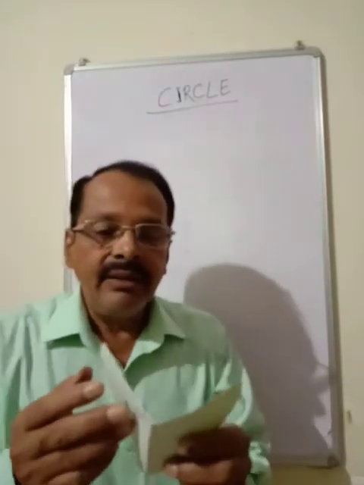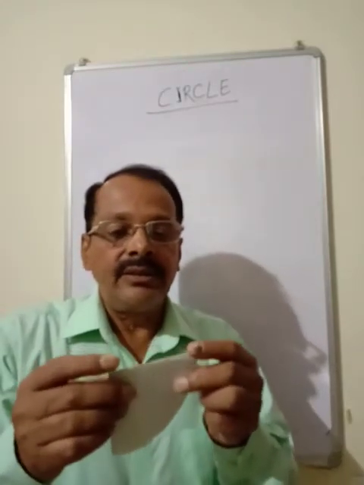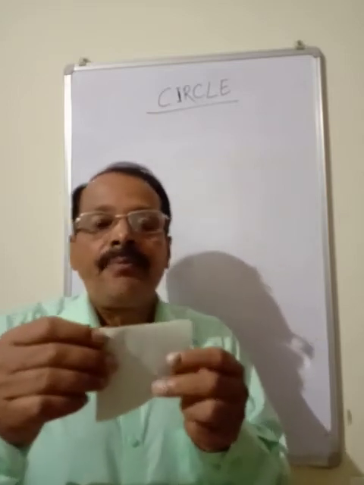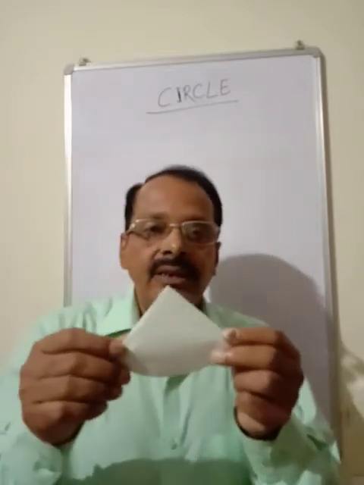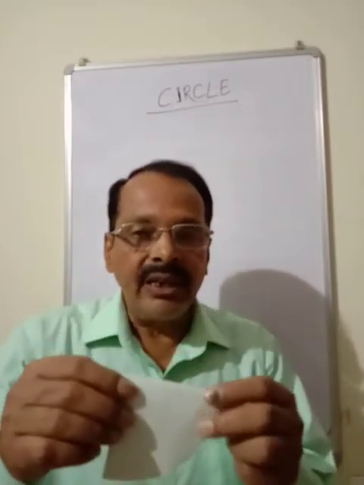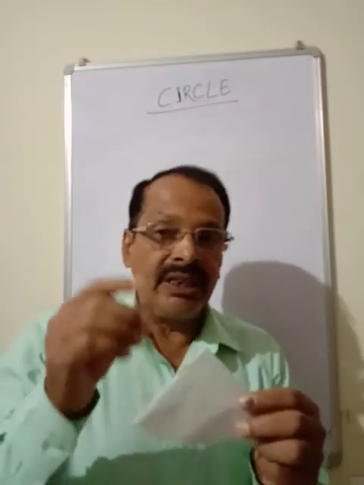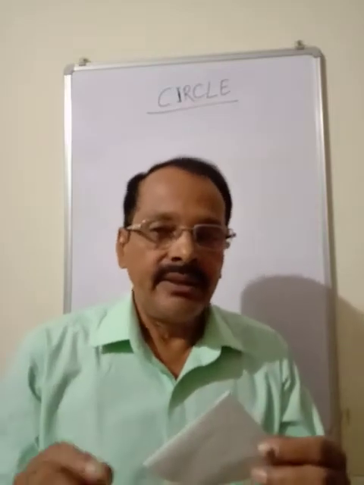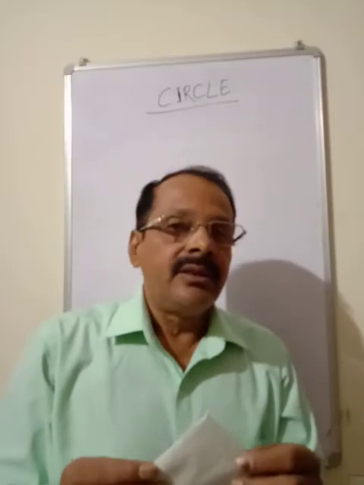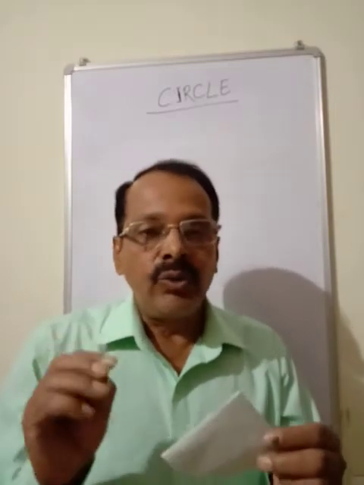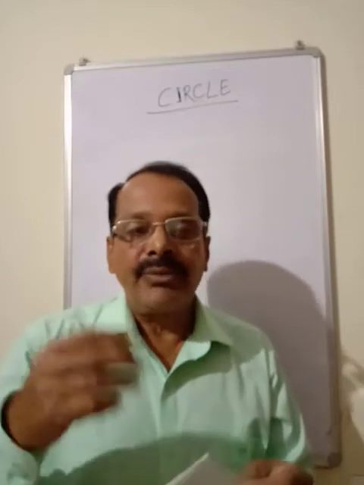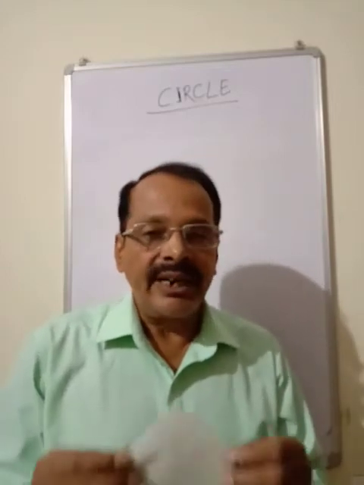And again I am going to fold it, half of half. This is a quarter of the circle. A quarter of a circle is known by the geometrical word quadrant. Quadrant means one fourth of the circle.